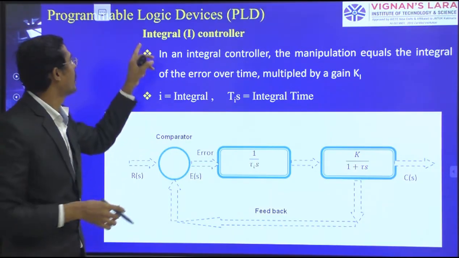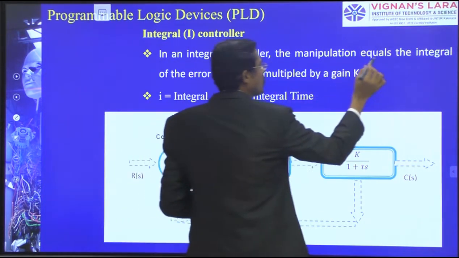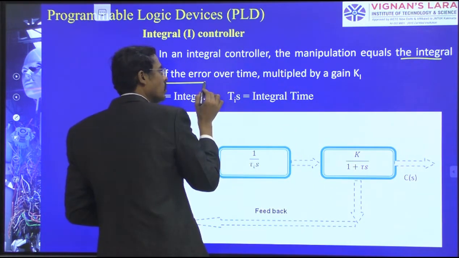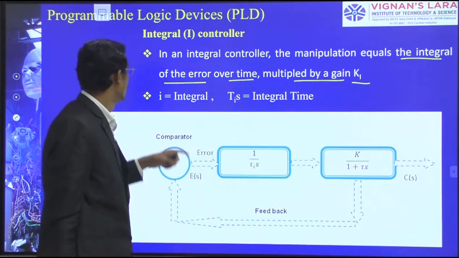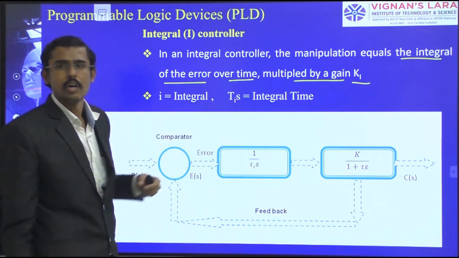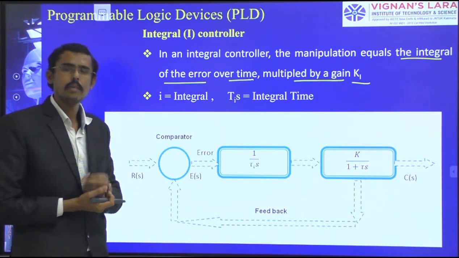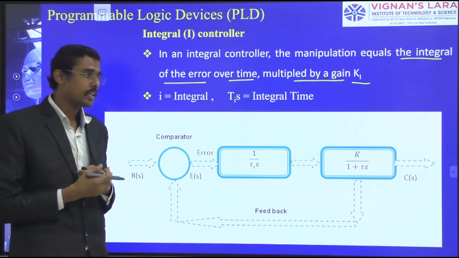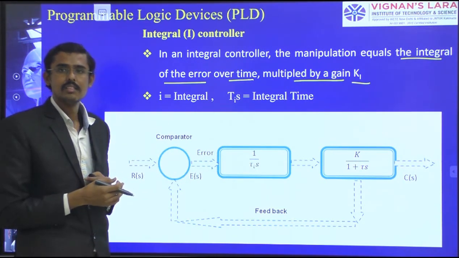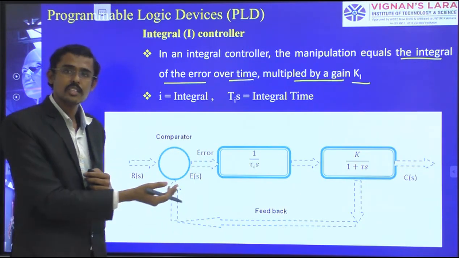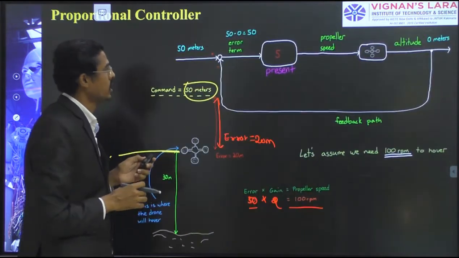I am adding an integral controller here. In an integral controller, the manipulated output equals the integral of the error over time, multiplied by the constant Ki, or the integral time. How long it takes, now I am understanding. With proportional control, a speed of 50 meters per second is given, but it is not reaching there. It is showing some steady state error. I am integrating the same error with respect to time. So this point we should understand here.